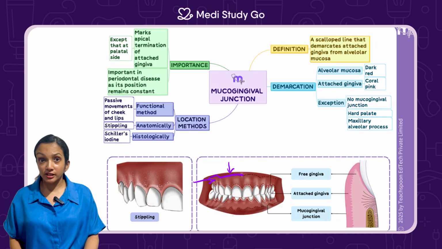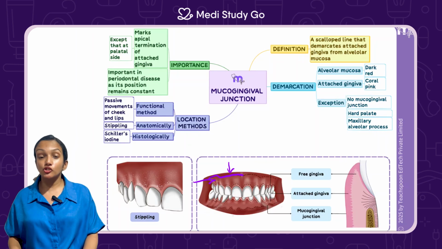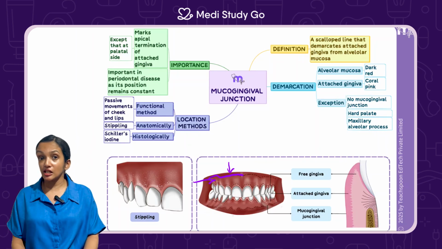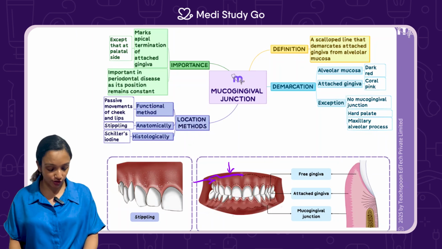It remains stationary throughout life. So any changes in the width of attached gingiva are because of the movement of the margin of the gingiva, not because of any changes in the position of the mucogingival junction, which is stationary throughout life. So how do you locate the mucogingival junction? Again, recap. There is the functional method with passive movements of the cheeks and the lips. Under this, there is the tension test and roll test. Please refer to the topic on attached gingiva for a detailed explanation.